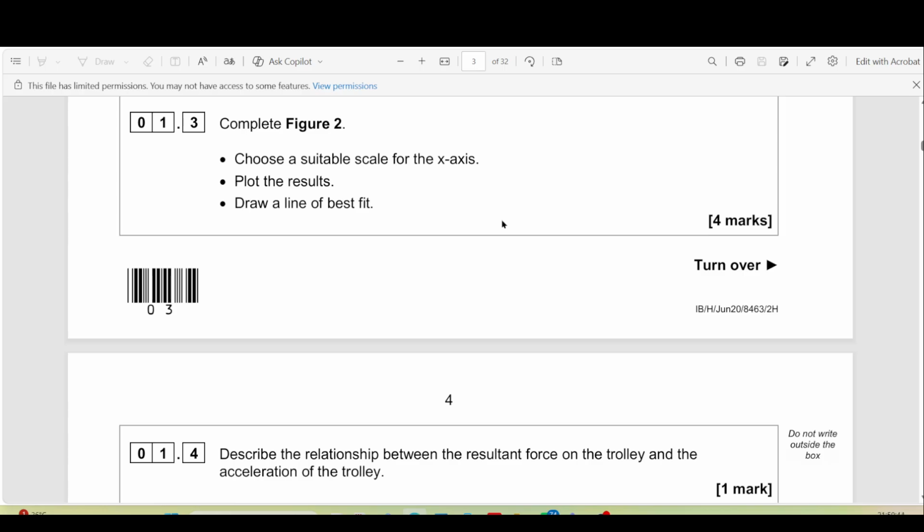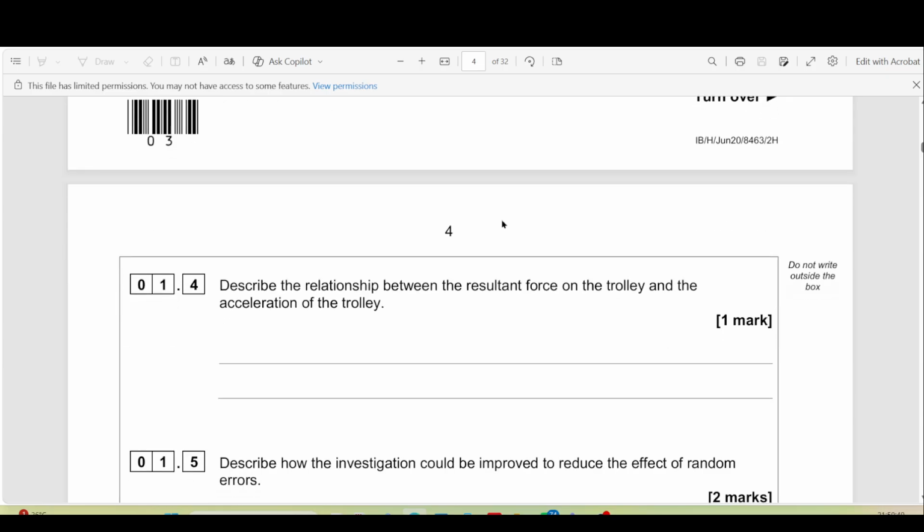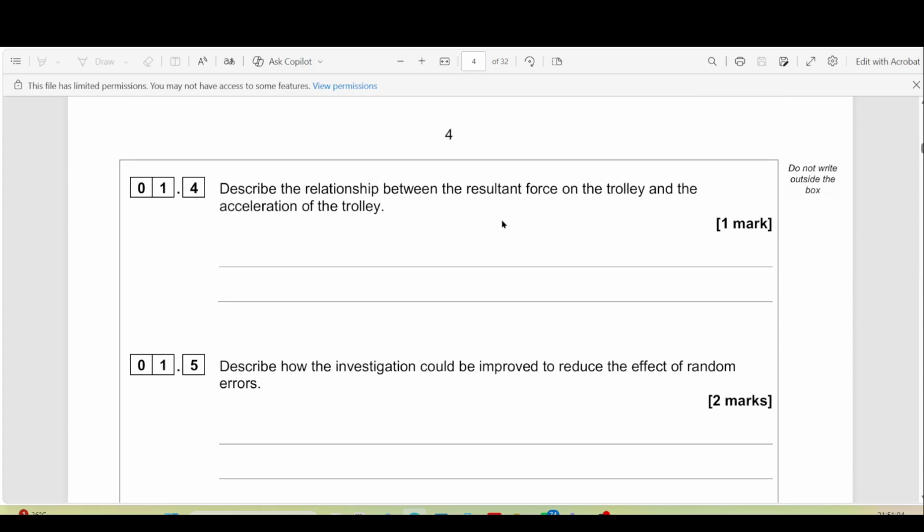Show the relationship between the resultant force on the trolley and the acceleration of the trolley. As resultant force increases, so does acceleration. We can say proportional, right? This relation, when both of them are increasing with each other or decreasing, is called proportional.